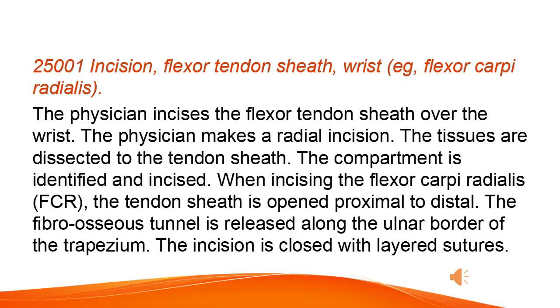Incision, flexor tendon sheath, wrist, e.g., flexor carpi radialis. The physician incises the flexor tendon sheath over the wrist. The physician makes a radial incision. The tissues are dissected to the tendon sheath. The compartment is identified and incised. When incising the flexor carpi radialis, FCR, the tendon sheath is opened proximal to distal. The fibroosseous tunnel is released along the ulnar border of the trapezium. The incision is closed with layered sutures.